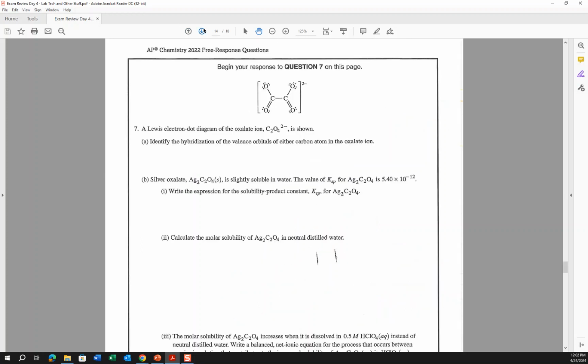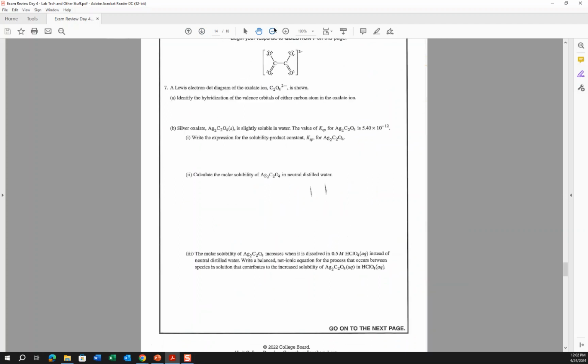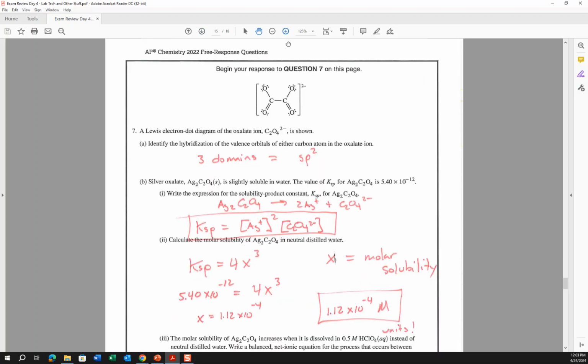Okay. All right. Here I just want to review a KSP equilibrium. Okay. So first off, they ask us the hybridization of the carbons in the oxalate ion. Well, they gave us the structure. You've got 3 bonding domains, 0 lone pair domains, so a total of 3 domains around each carbon. So remember, hybridization, just memorize. 2 domains is sp, 3 domains is sp2. If there had been 4 domains around each carbon atom, it would be sp3. Okay, so 3 domains, sp2.